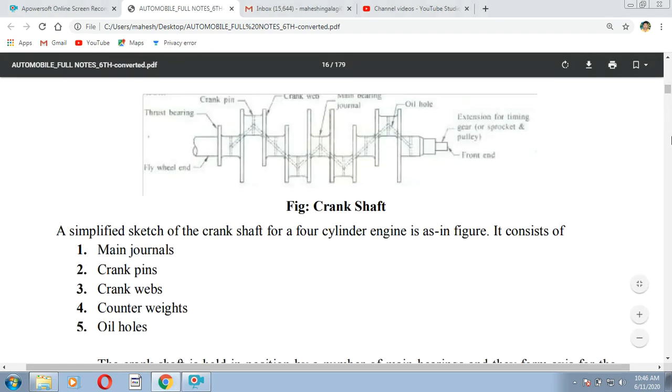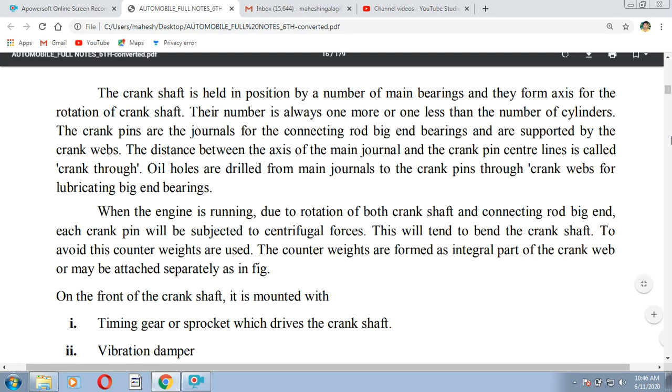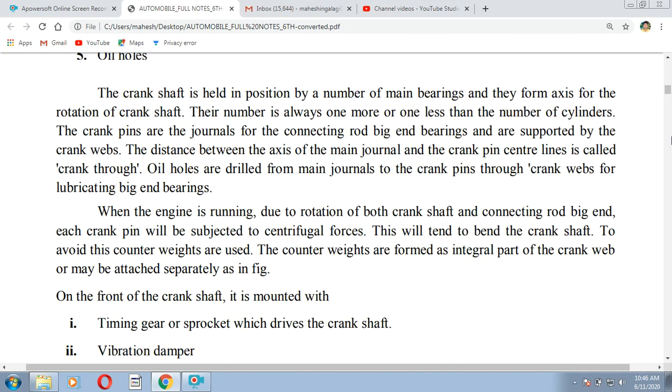So this is the figure. Likewise, when the engine is running, due to the rotation of both the crankshaft and connecting rod big end, each crank pin will be subjected to the centrifugal force. This tends to bend the crankshaft. To avoid this, counterweights are used. So there is a counterweight here.